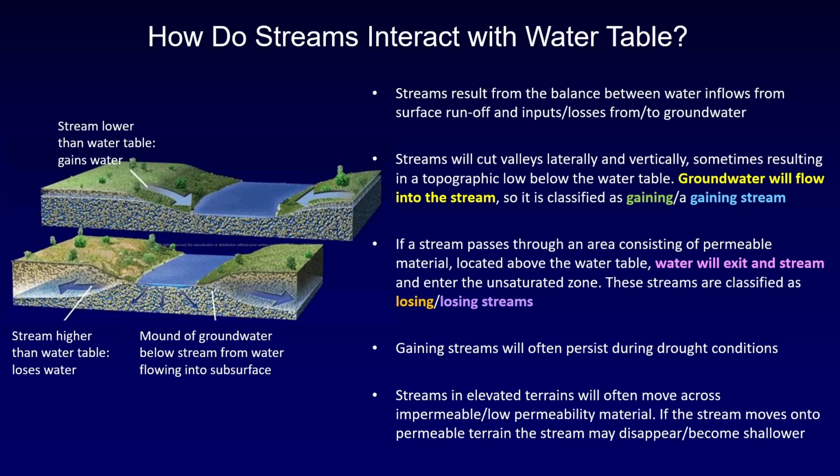So in terms of streams, they will cut valleys which are both laterally and vertically. So the river goes from side to side and it will also be cutting down. And this will sometimes result in a topographic low that will intersect the water table. So in that instance, you're going to have water coming out from the groundwater and entering the stream. And this is referred to as a gaining stream because it is gaining water from the groundwater. And these are the types of streams that will keep flowing even in dry conditions.